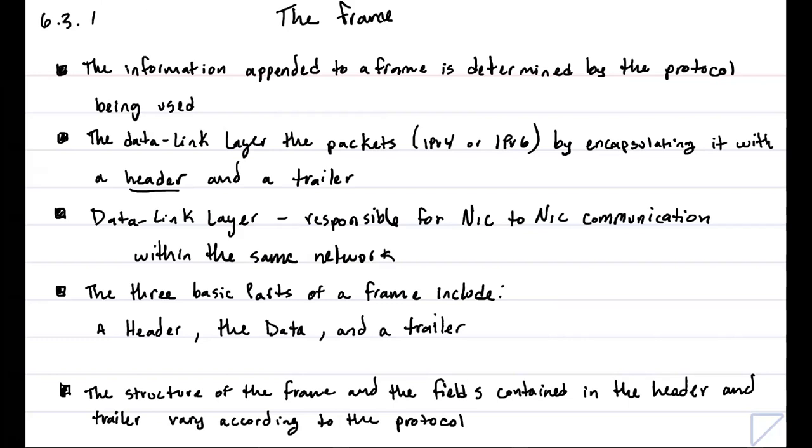The data link layer is responsible for NIC-to-NIC communication within the same network. We covered that already. The 3 basic parts of the frame include the header, the data that it received from layer 3, and the trailer. The structure of the frame and the fields contained in the header and the trailer vary according to the protocol. So again, depending on what kind of media you're going to be sending the information through, or whether it's IPv4 or IPv6, the fields or the information that is added to this frame is going to be different.